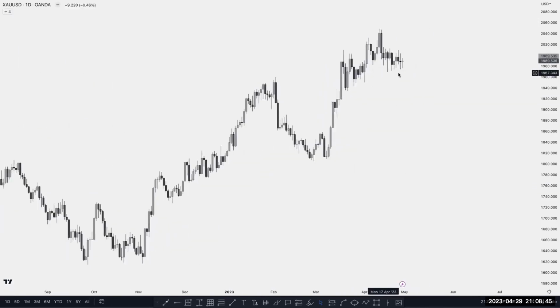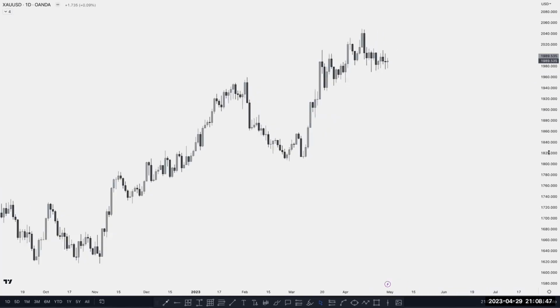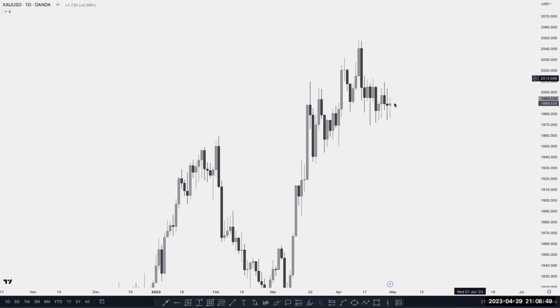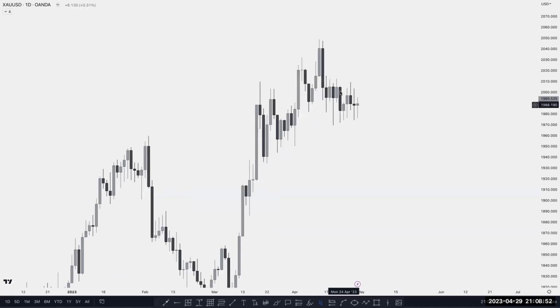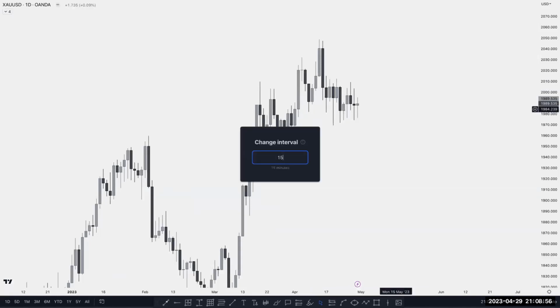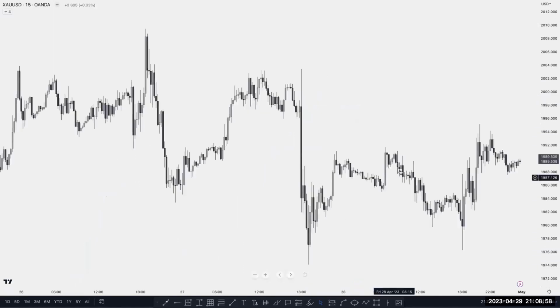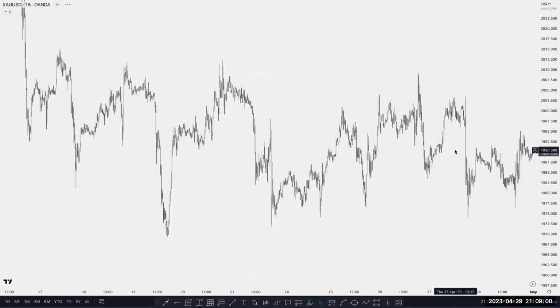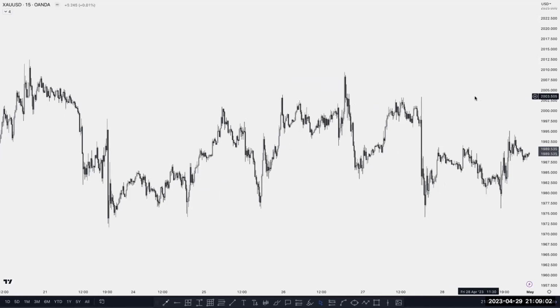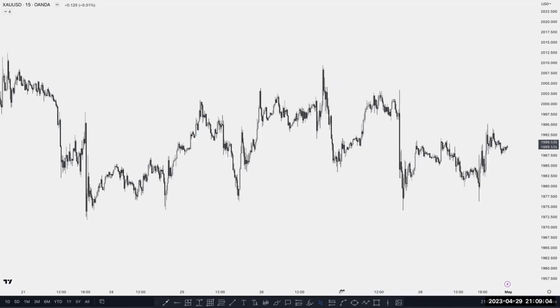Gold right now is in a ranging market. Everything like previous day high, low, broken, and you will see so many setups in the 15-minute based on a ranging market. Previous low sweep, previous high sweep.